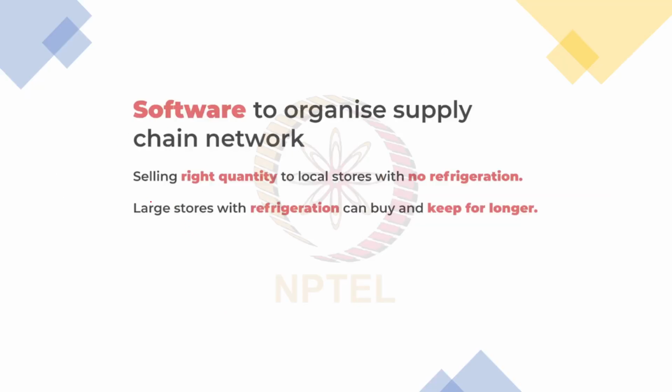So let's check from the content. Software to organize supply chain network, selling the right quantity to local store with no refrigeration. Large stores with refrigerator can buy and keep it for longer. All right. So as Chinmay mentioned, it helped in both the scenarios, where they either had a refrigeration facility or they didn't. Those who had can keep it for a longer period of time, and those who do not have, they need to be given the right quantity. And this was all being done through the software.